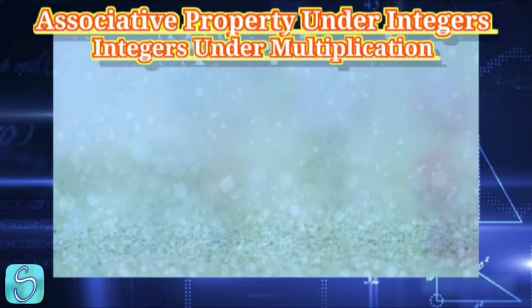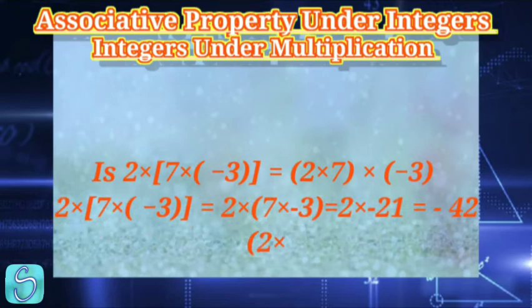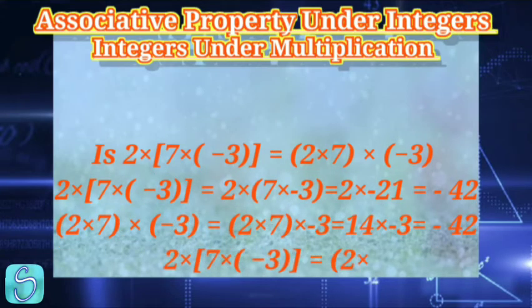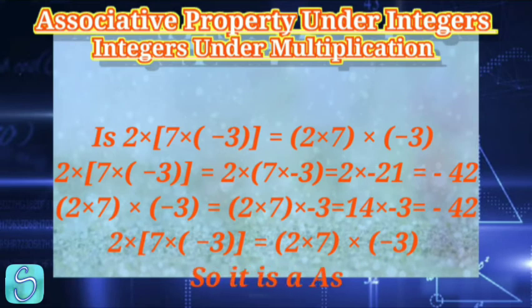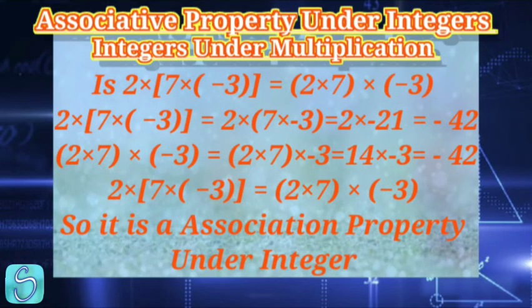Integers under multiplication: (2 × 7) × (-3) is equal to 2 × (7 × (-3)). Find the product of 2 × (7 × (-3)): 7 into minus 3 is minus 21, then 2 into minus 21 is equal to minus 42. Find the product of (2 × 7) × (-3): 2 into 7 is 14, then 14 into minus 3 is equal to minus 42. So (2 × 7) × (-3) is equal to 2 × (7 × (-3)). So it is the associative property under integers.